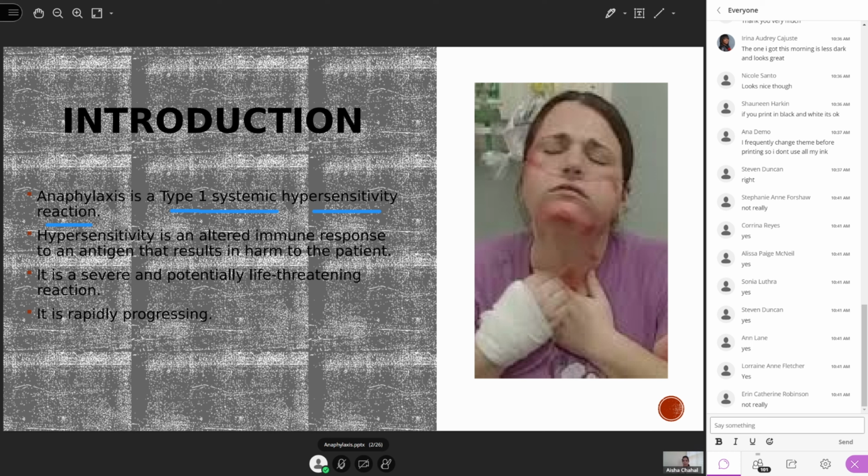It is a type 1 reaction. I'll talk a little bit about that. Systemic means it moves pretty quickly from just affecting your skin to affecting the systemic organs. Hypersensitivity is an altered immune response to an antigen that results in harm to the patient. It is severe and potentially life-threatening.